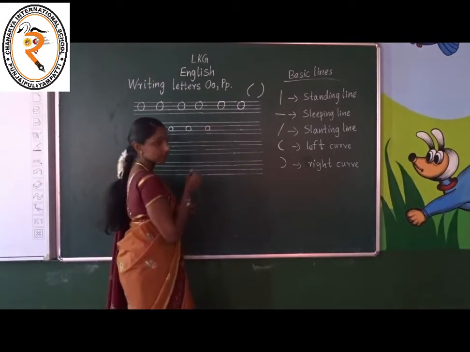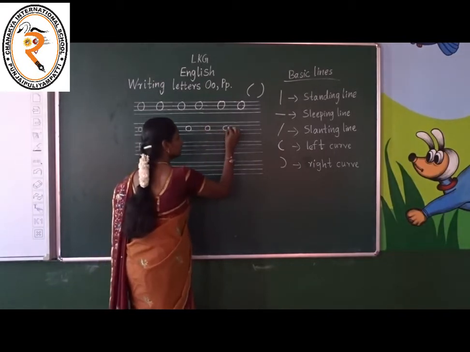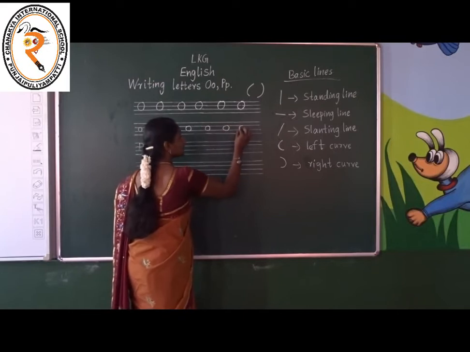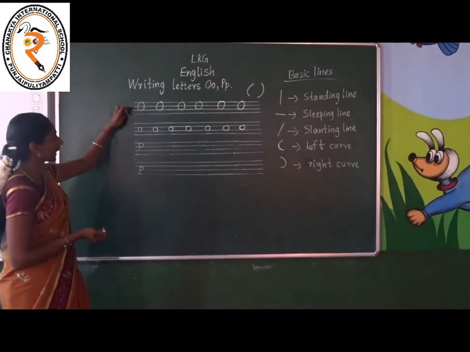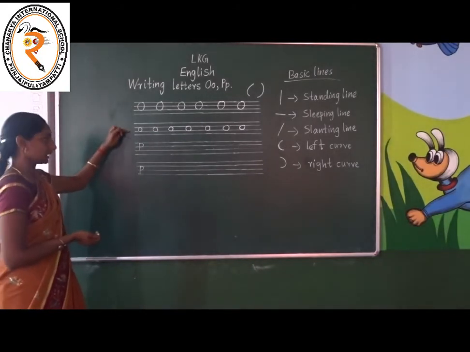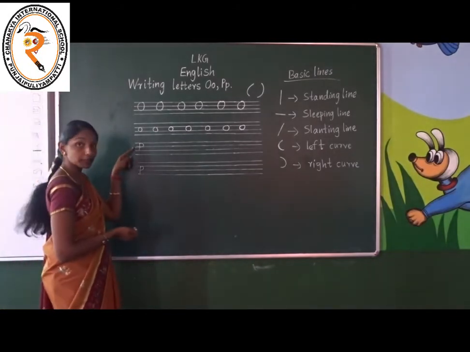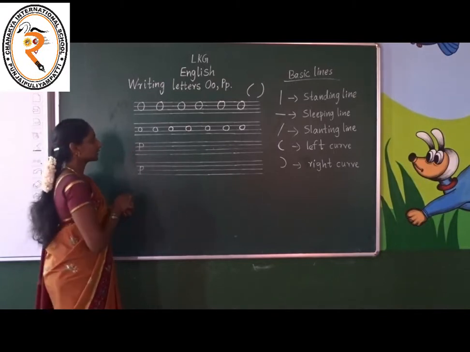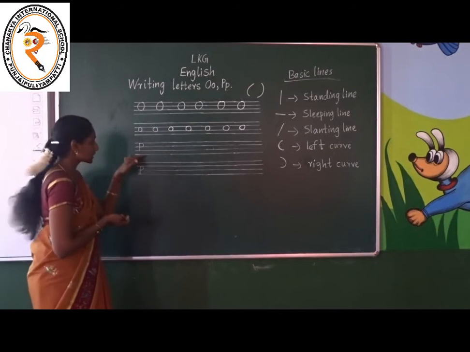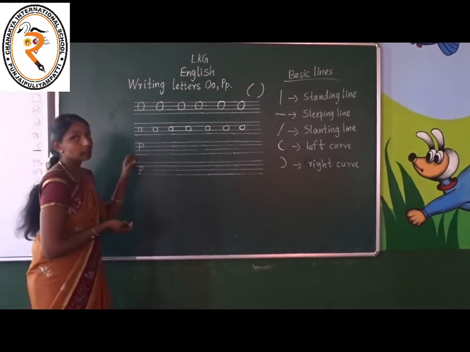Small circle. This is small letter O. Are you all writing, children? Okay, super. Now are you clear with capital and small O? Very good. Now we are moving to the letter P. This is capital P. For this we are using first 3 lines. We didn't touch the 4th line.